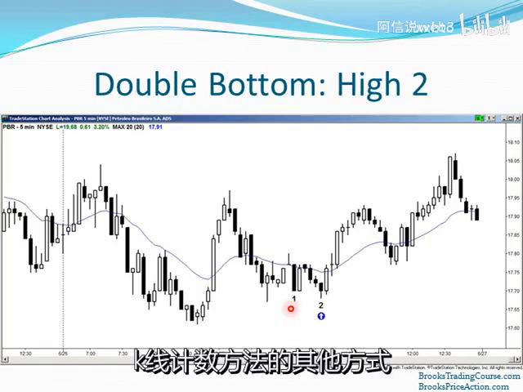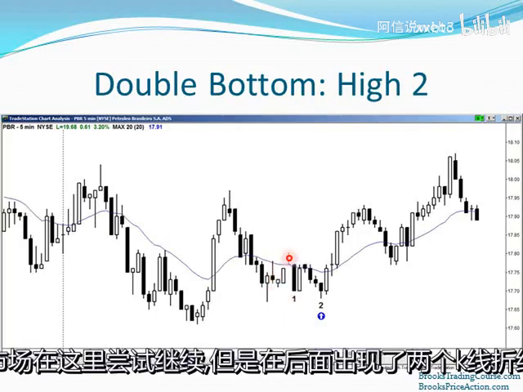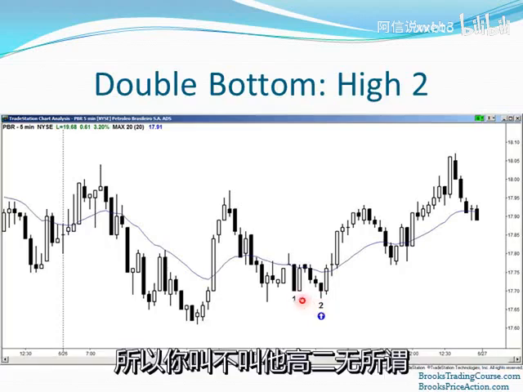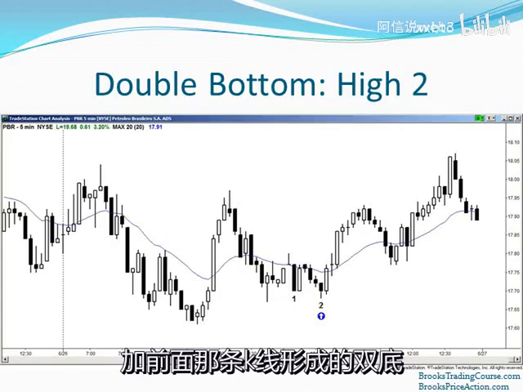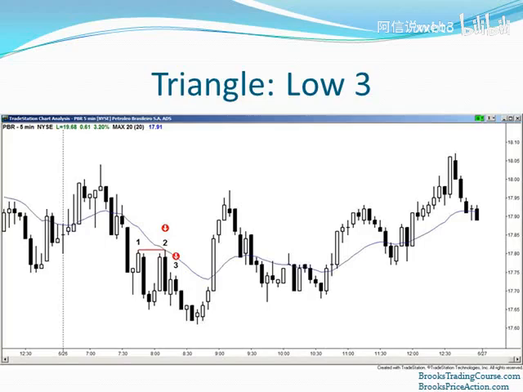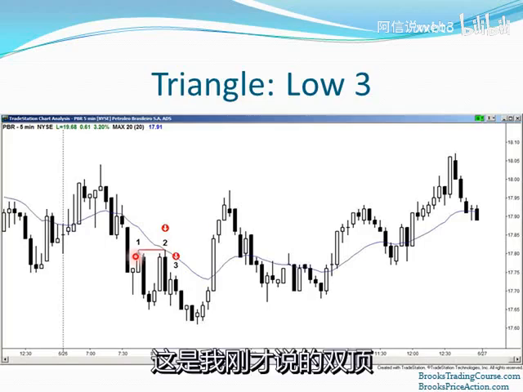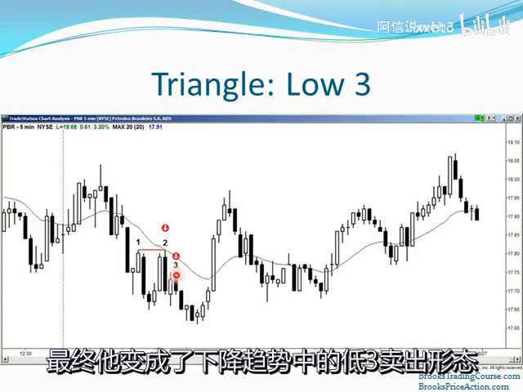And there are other ways to count. So instead of calling this bar 1, you call this bar 1. The market tried to resume up here and then had a 2-legged pullback here. So it doesn't matter if you call the high 2 these 2 bars or this bar and that bar for the double bottom. Over here I mentioned earlier that we have a double top, so a low 2, and then we had a third push up, and that makes this a low 3 sell setup in a bear trend.